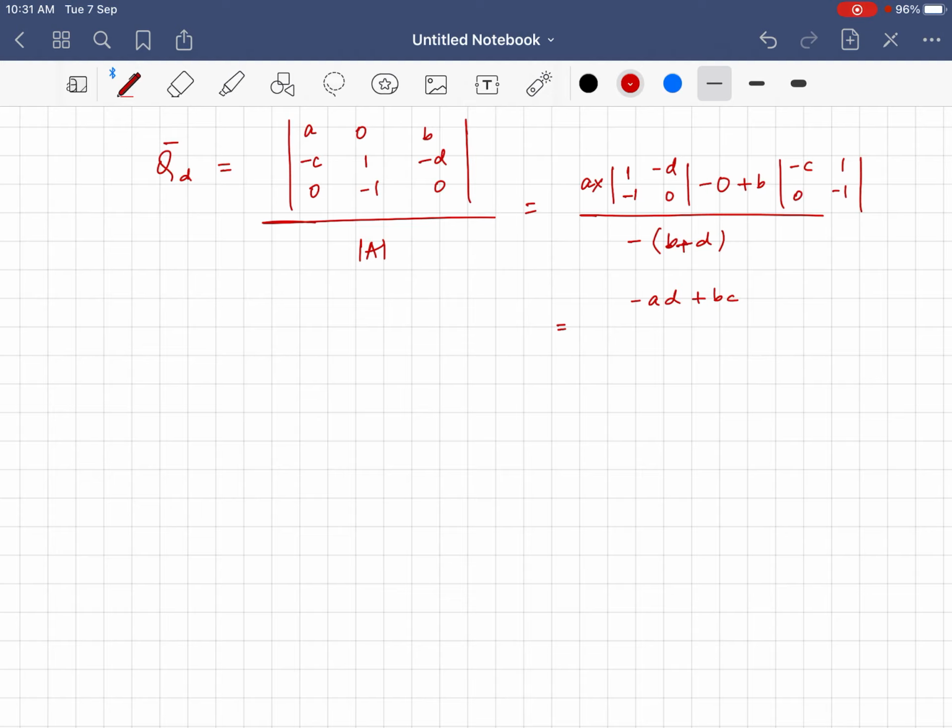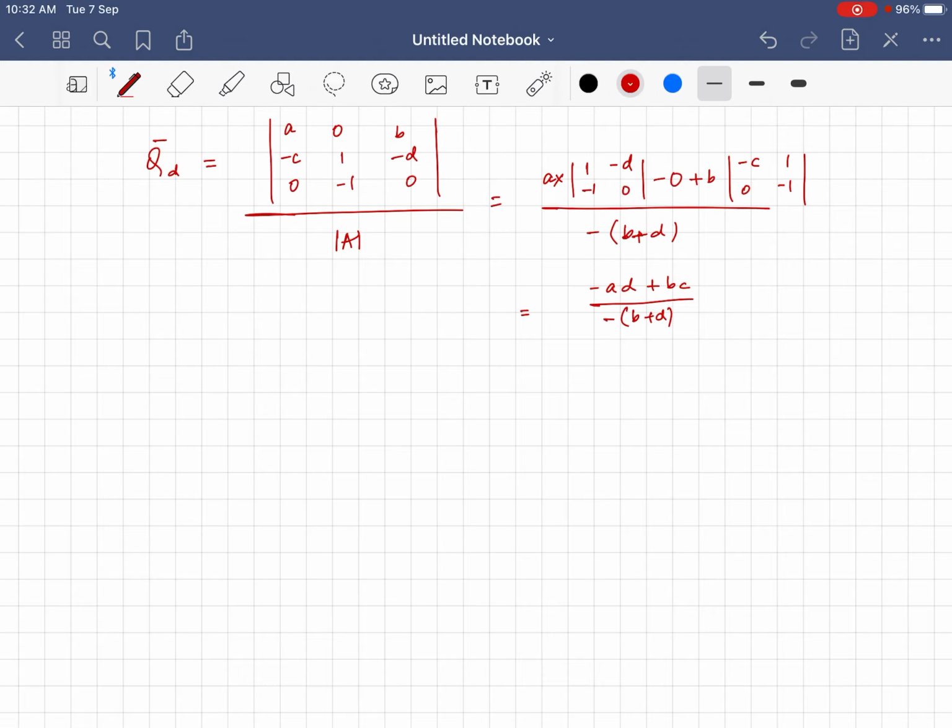Yep, and divided by minus of B plus D. So what we're going to do is, this minus sign I will take it up, and we can write it like this: B plus D minus of minus AD plus BC. We can have this thing. Now if you multiply that minus sign inside, it gets AD minus BC divided by B plus D. So this is my QD.